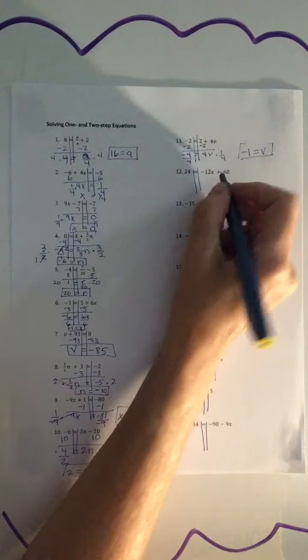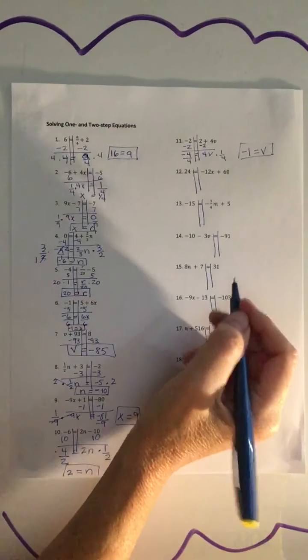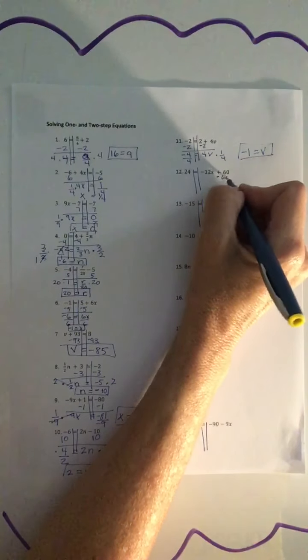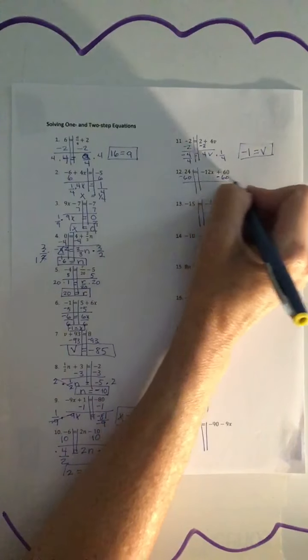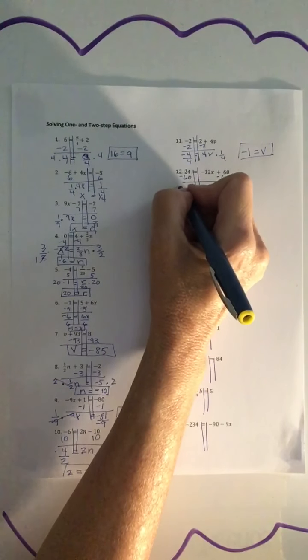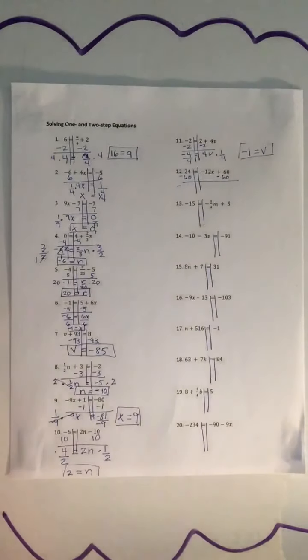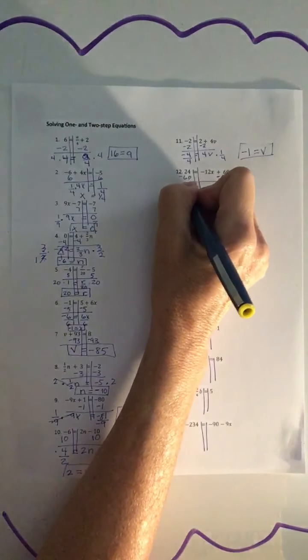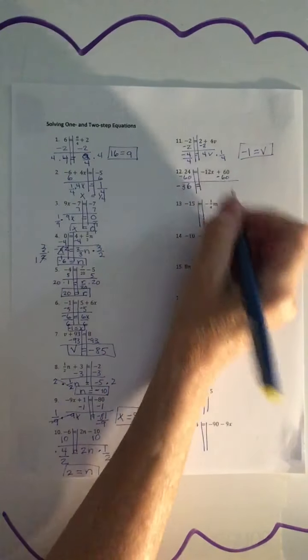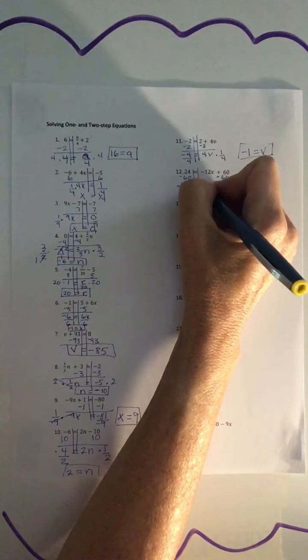Over here, we're going to get rid of the 60. So we're going to do the opposite. Subtract 60 from both sides. And I'm going to have more negatives than positives. So let me think for a moment. We end up with 36 will equal negative 12x.